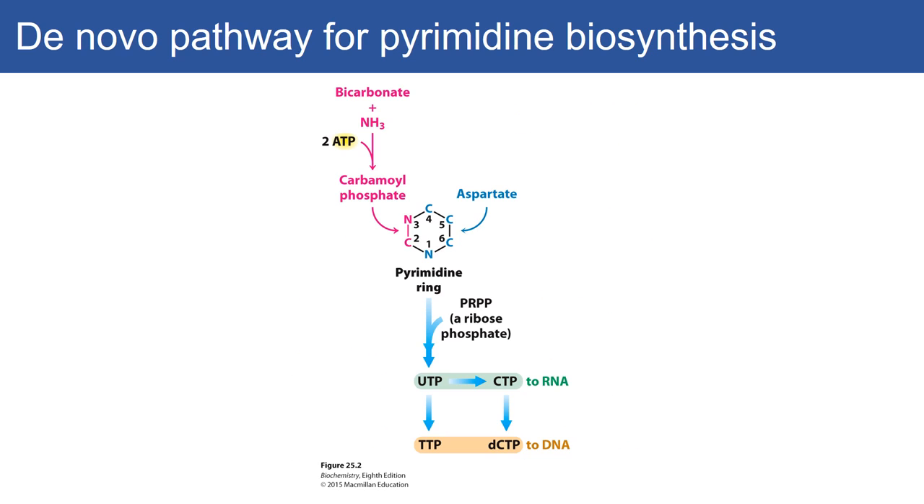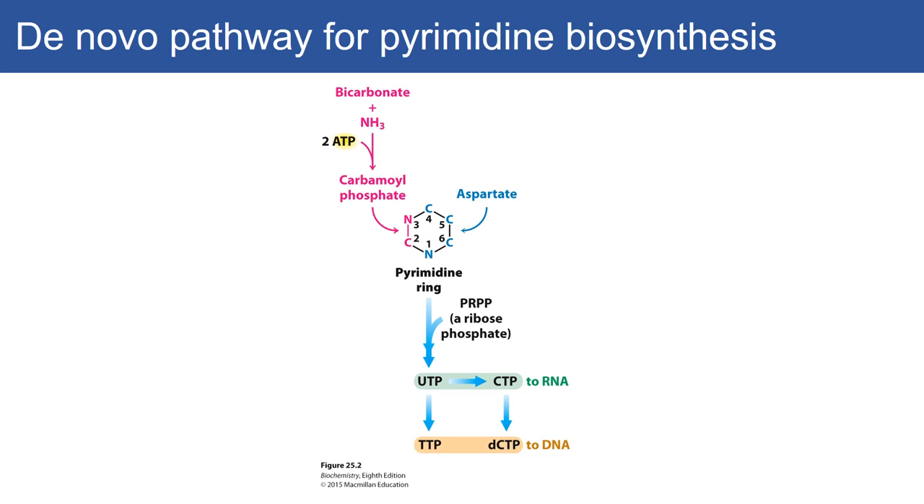Let's talk about the de novo pathway for pyrimidines. We start with bicarbonate and ammonia, and basically an amine group. It takes 2 ATPs. We're going to go to carbamoyl phosphate. We're then going to create a pyrimidine ring by taking carbamoyl phosphate and aspartate, and then we're going to take it down to UTP.